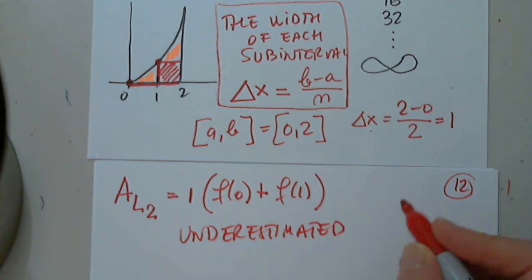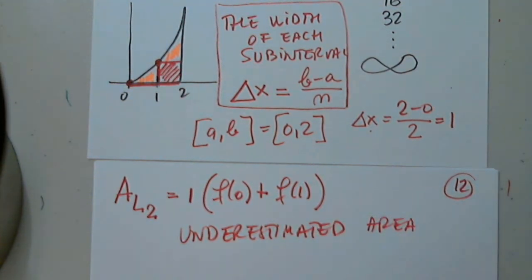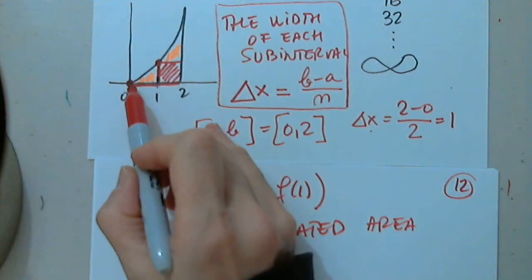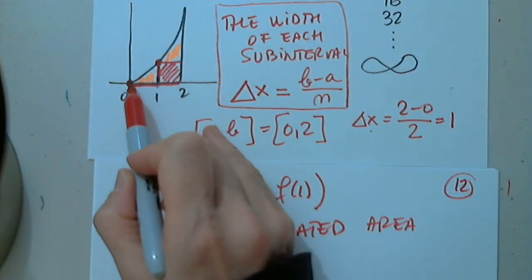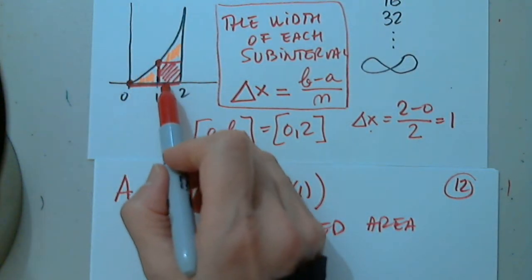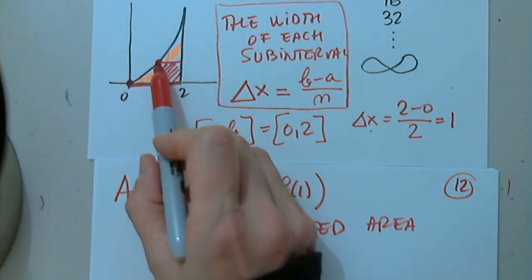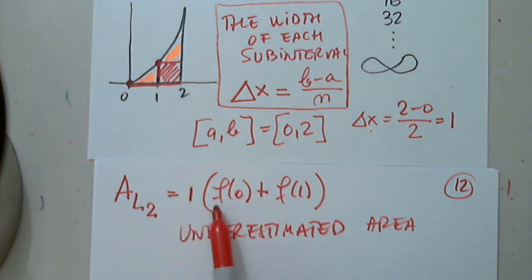How did we get the left area with 2 subintervals again? Base of this rectangle times the height, plus base of the next rectangle times the height. 1 times f of 0 plus 1 times f of 1. F of 0 is 0. F of 1 is 1. 1 times 1, I get 1.